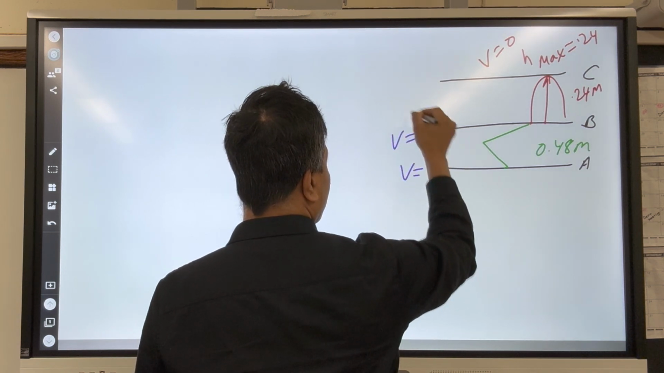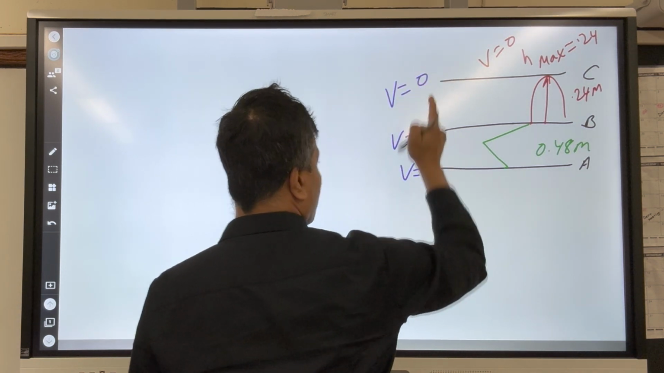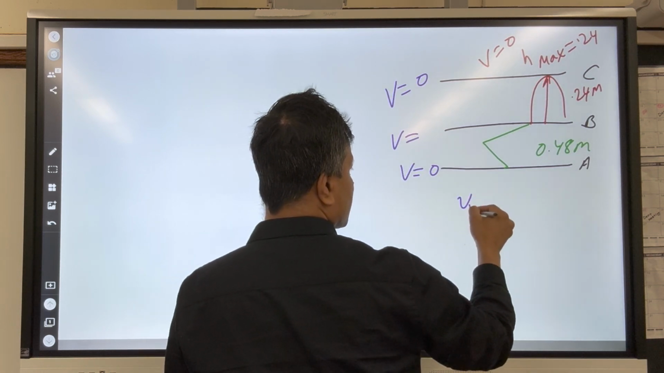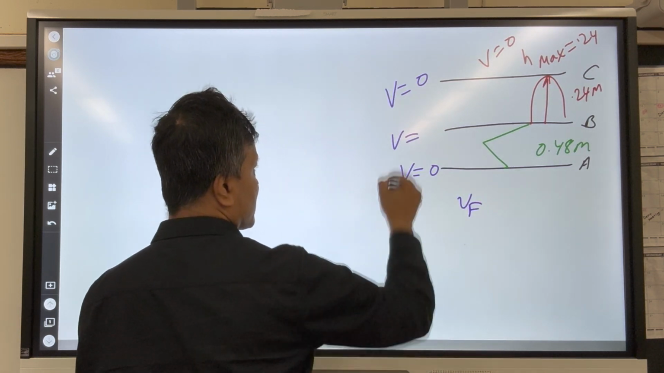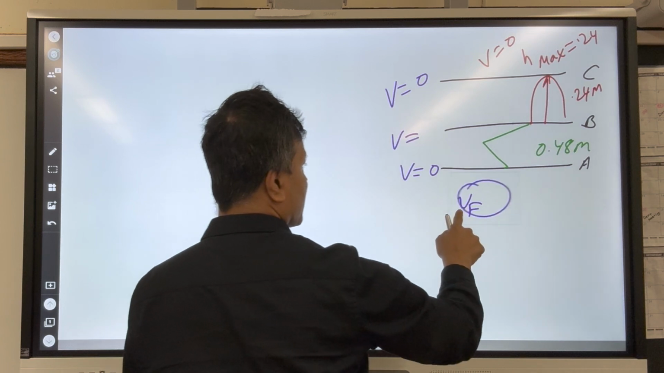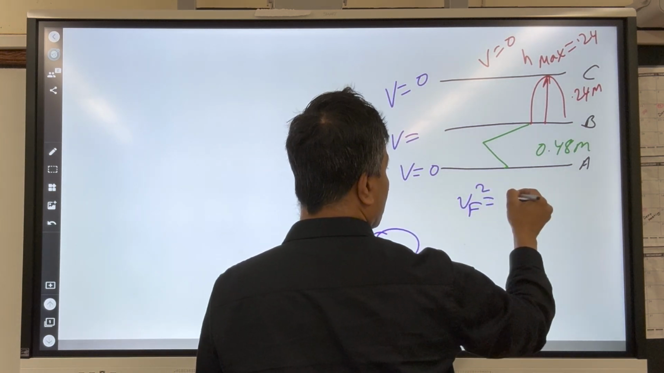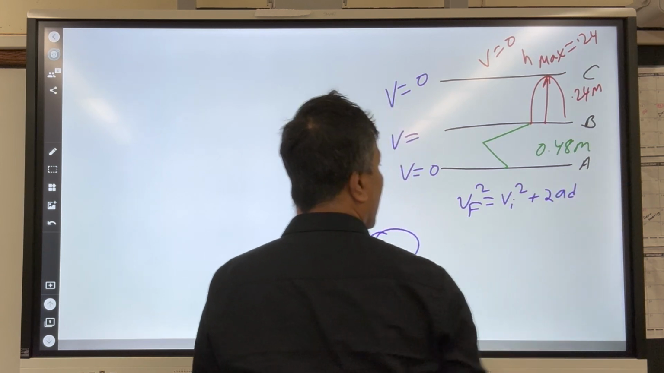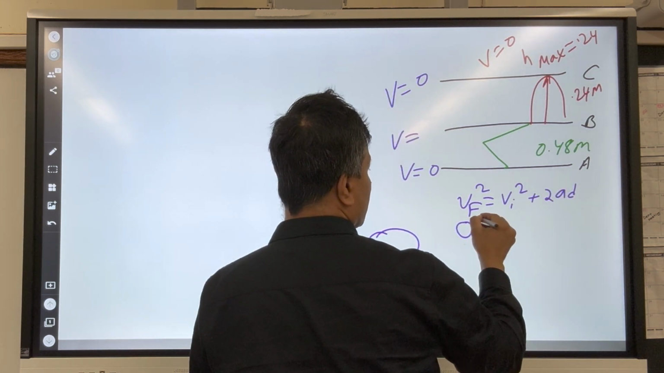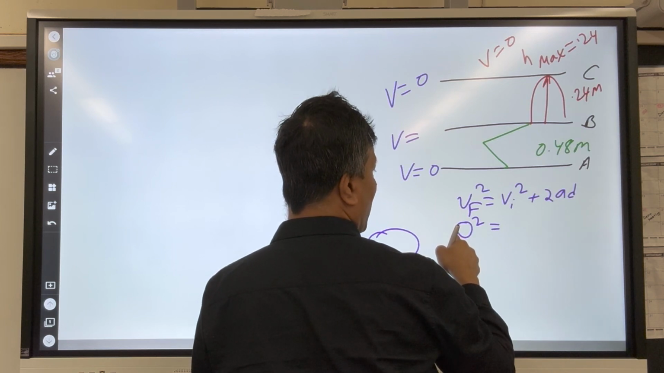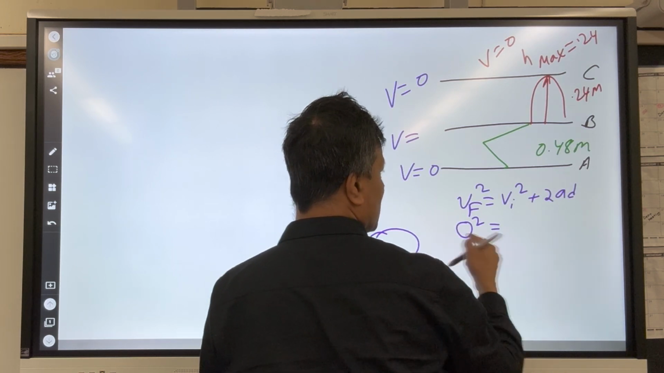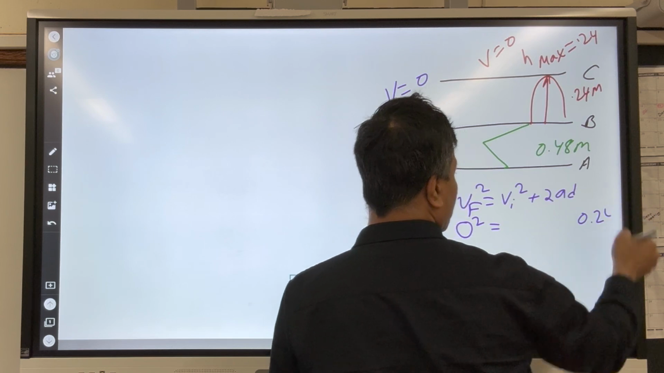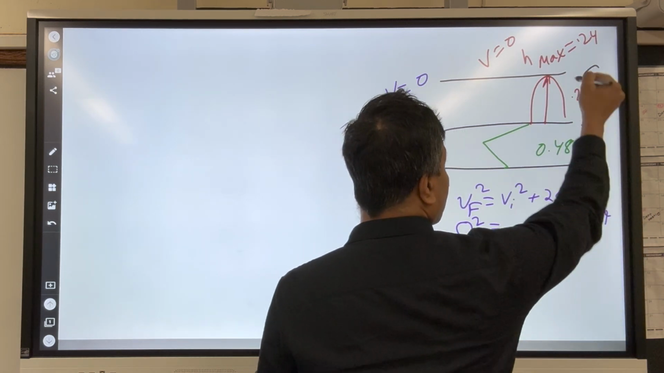Velocity at location B, we try to find. Velocity at location C is 0. First thing we're going to try to find is the velocity at location B. We're going to find this one. So Vf squared is equal to Vi squared plus 2ad, right? Okay, so 0 squared, where is the velocity 0 squared? At max height. What is the max height? 24. What is 24? Over here.